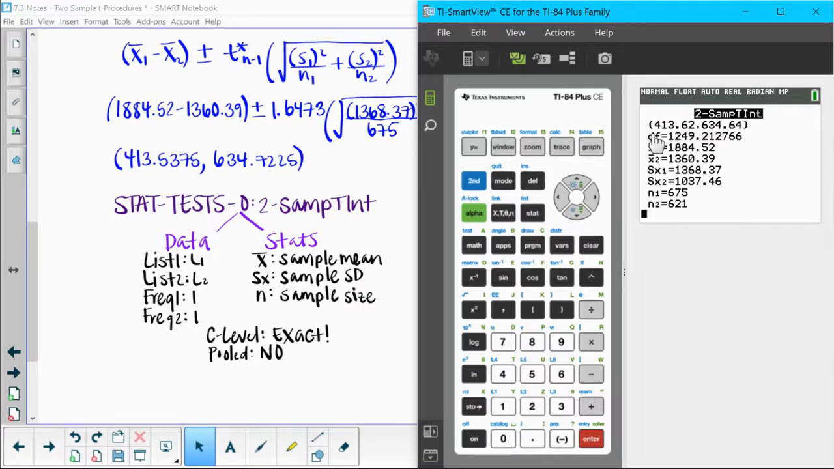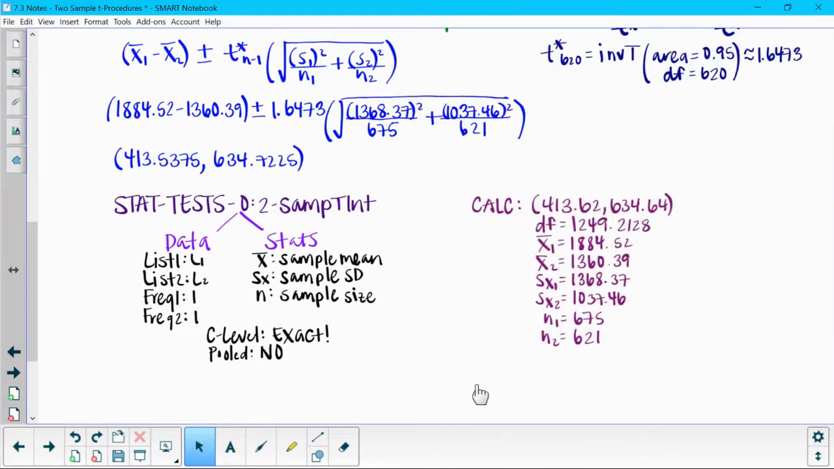And I get something very close to what I currently have. I actually have it copied over already. One thing you're going to notice as you do it in your calculator is that you sometimes get a very different degree of freedom. This degree of freedom is calculated using the very long formula that the AP exam does not require. Our conservative degree of freedom still got us pretty close to the actual confidence interval.